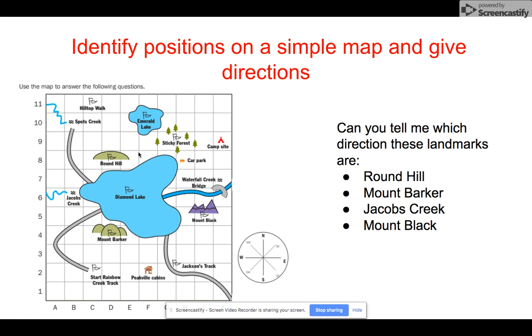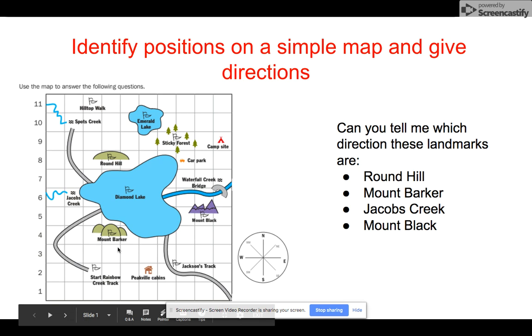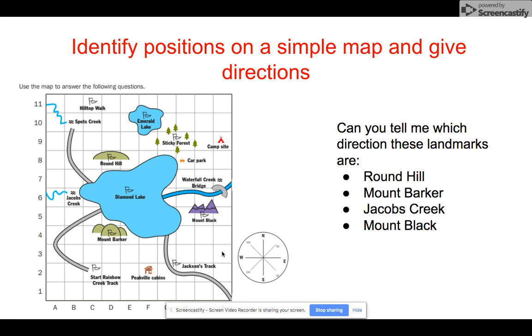Whereabouts is Mount Barker? So have a look. Mount Barker is here, and looking at the compass, which is over here, Mount Barker would be on the west to the compass. Jacobs Creek, let's have a look. Jacobs Creek is over here, which is also to the west, and Mount Black is heading north, which is here on the compass.